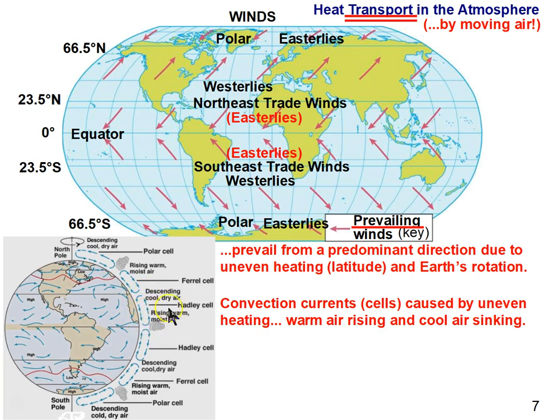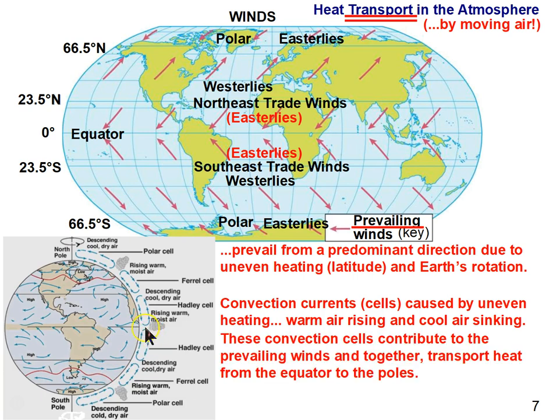Now, they name these according to scientists' names and where they are. So these Hadley cells are closest to the equator, and then we've got these Ferrel cells on both sides in the temperate regions. And then we have polar cells. And what's happening here is heat's being handed off from cell to cell to cell that results in generally the transport of heat from the equator to the poles.